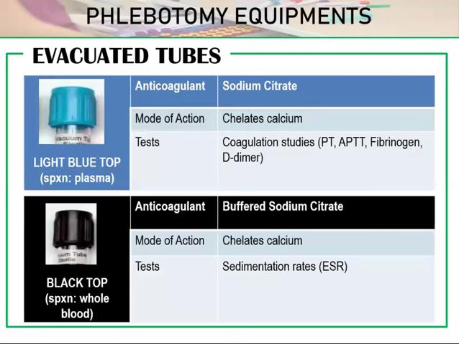Which tests fall under coagulation studies? For example, we have the ProTime (PT), the APTT or activated partial thromboplastin time, fibrinogen, and the D-dimer. Okay, so our black top naman contains buffered sodium citrate, the same mode of action.